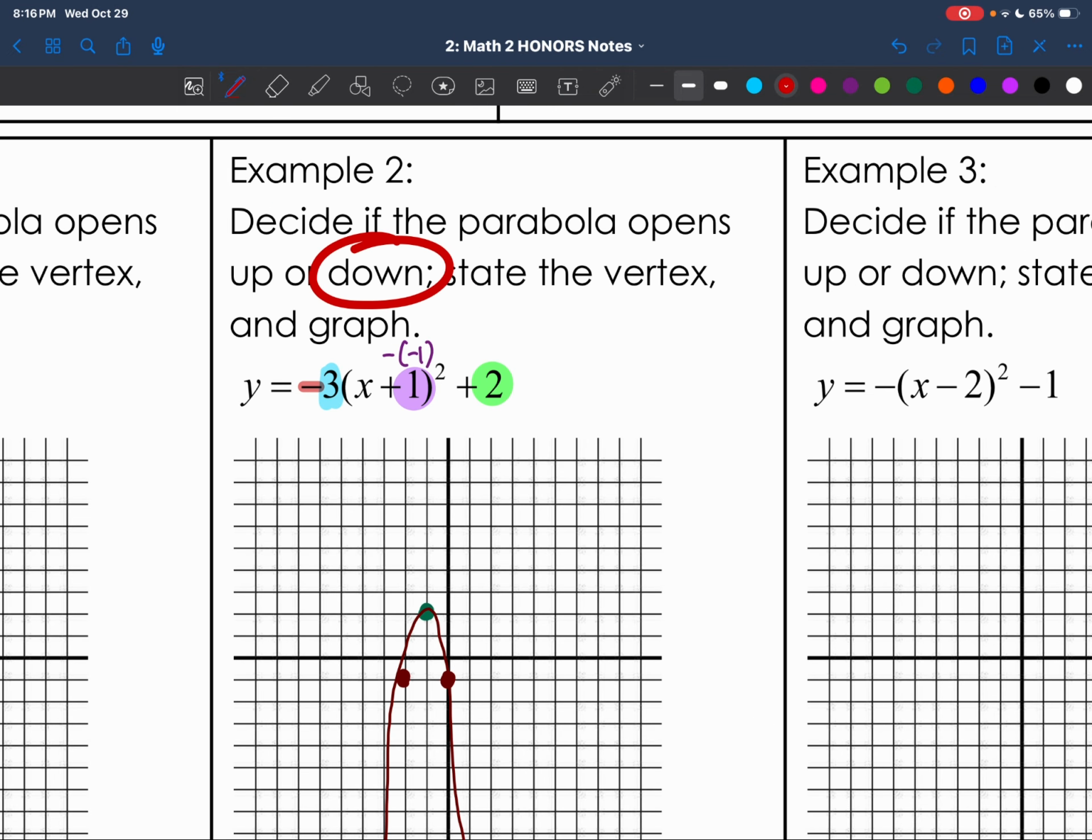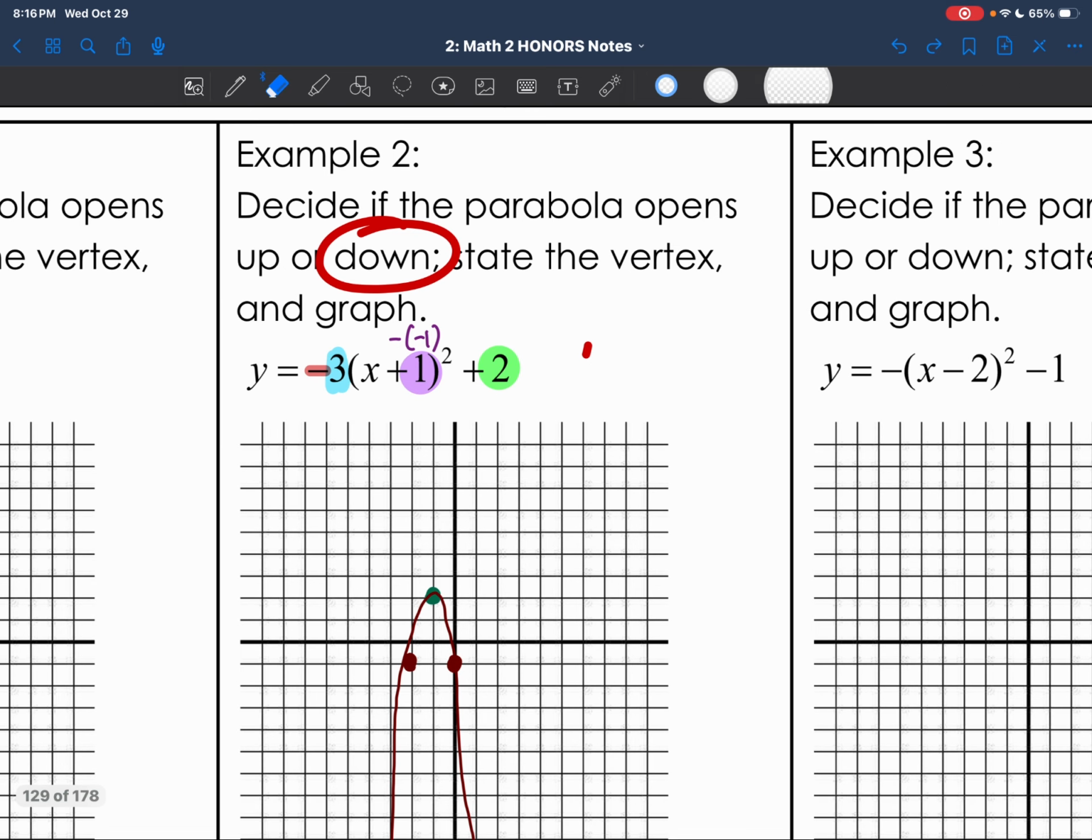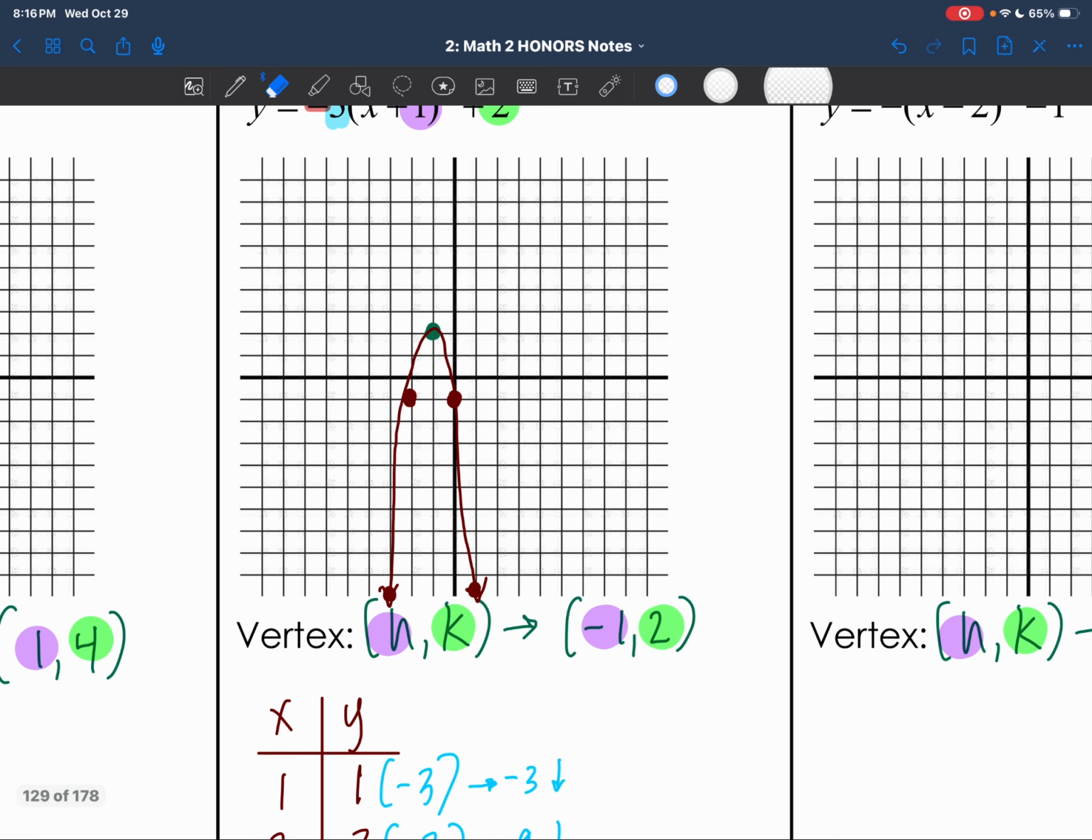And then we need to figure out the rest. So it says state the vertex. Well, the vertex, notice it's a +1, so that really means h is -1. And then here, k is just k. So your vertex is going to be (h, k). So we said it's going to be (-1, 2).